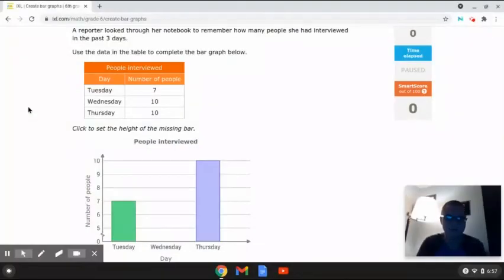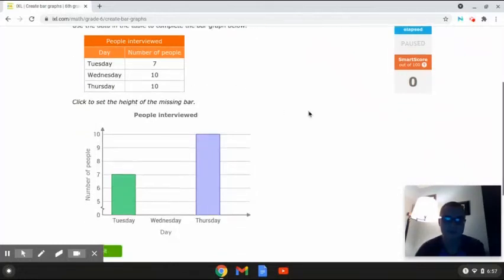Alrighty, so this last problem reads, a reporter looked through her notebook to remember how many people she had interviewed in the past 3 days. Use the data in the table to complete the bar graph below. Okay, so if we look, this table is showing the people interviewed, the day, and the number of people. So on Tuesday, there were 7 people. On Wednesday, there were 10 people. And on Thursday, there were also 10 people. Click to set the height of the missing bar.